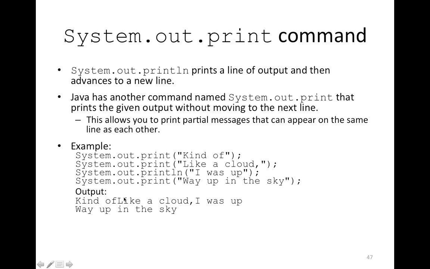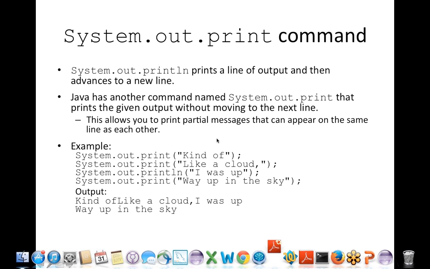See here, kind of like a cloud, I was up here, and anything that is followed by it is in a new line. So anything after that it puts the new line feed. Any subsequent system.out.print will be in the new line. But if you put another system.out.print after the last line, it's going to print in the same line. It's just going to add the new line feed at the end.